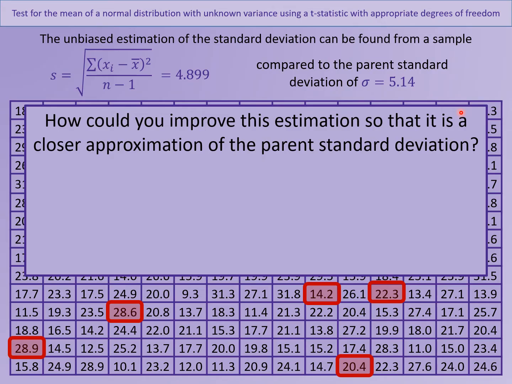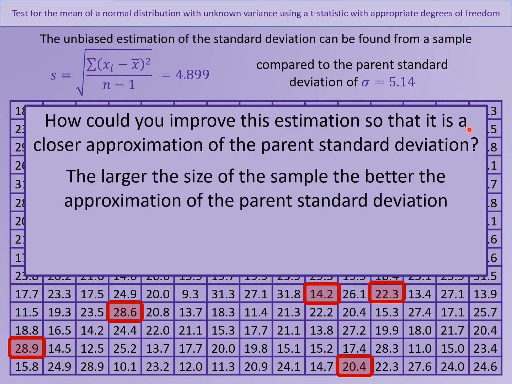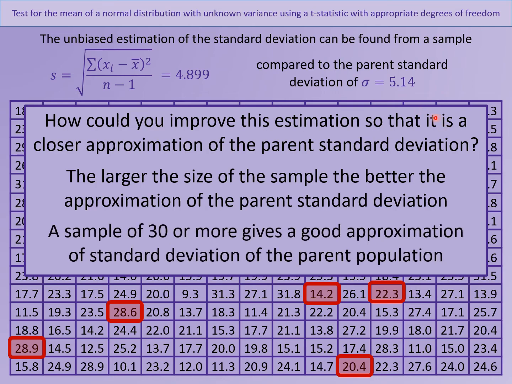Okay, this same answer comes up for a lot of things. How would you look to improve it? You take a bigger sample. The bigger the sample you take, the better that approximation will be. Very, very close if you get close to about 30 pieces of data. And that's what it says there.